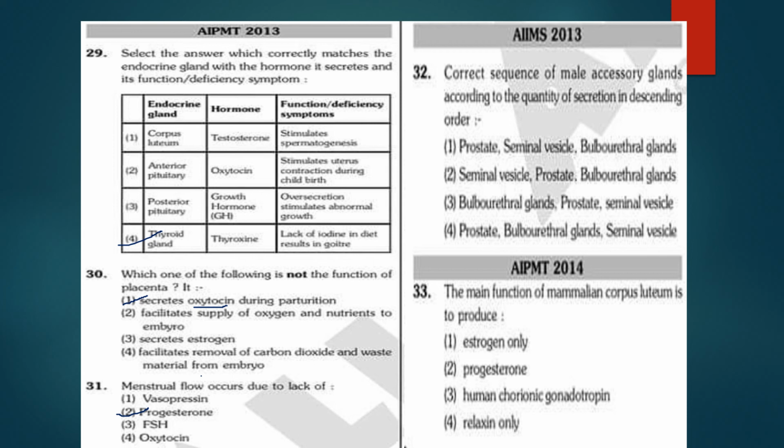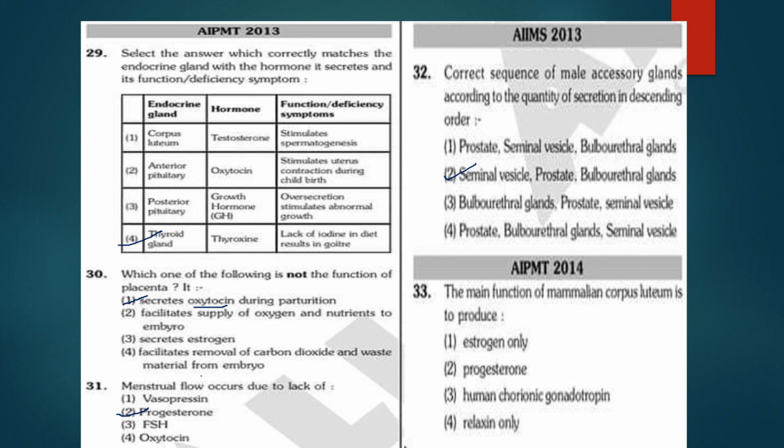And next, 32. A correct sequence of male accessory glands according to quantity of secretion in descending order. Here the first major amount is produced by the seminal vesicles. After that it is the prostate secretions, and later the bulbourethral glands. So the option is 2.